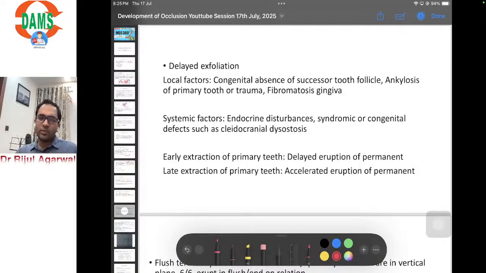Okay, moving ahead. Early extraction of primary teeth can lead to delay in the eruption of permanent teeth, and late extraction leads to accelerated eruption of the permanent teeth. Just remember these facts.